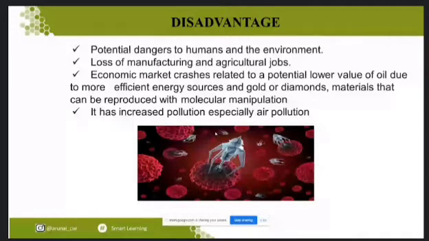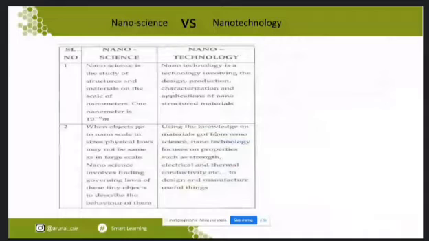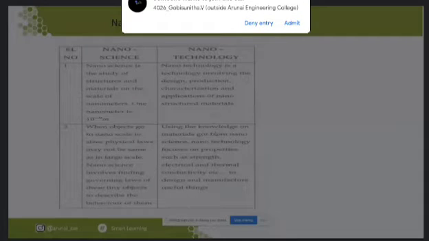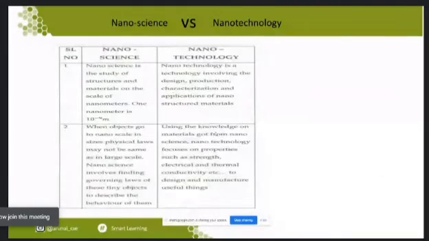Nanoscience versus nanotechnology. Nanoscience is the study of structures and materials on the scale of nanometers. One nanometer is 10 to the power of minus 9 meter. When objects are nanoscale in size, physical laws may differ from those seen at larger scales. Nanoscience involves finding the governing laws of these tiny objects to describe their behavior.